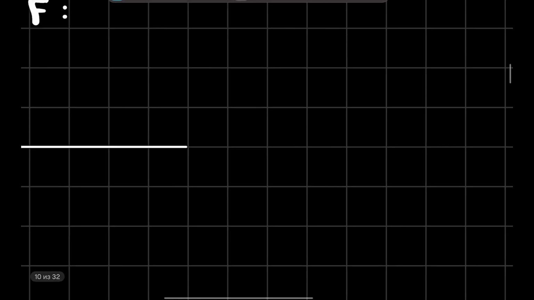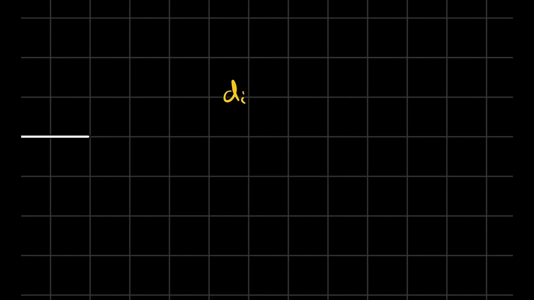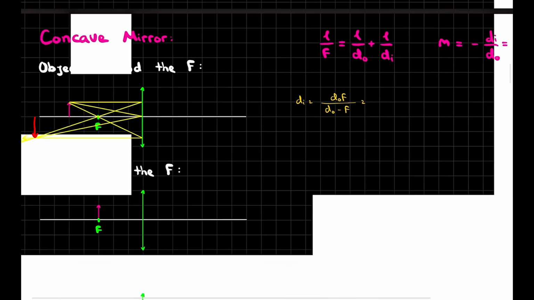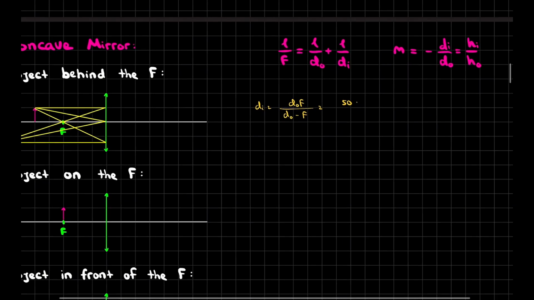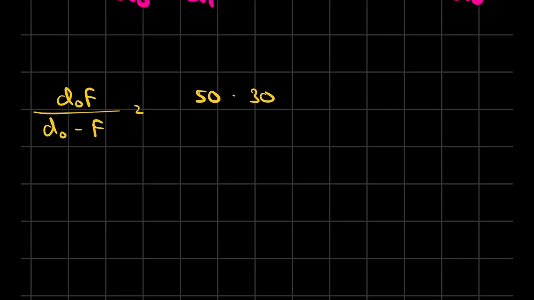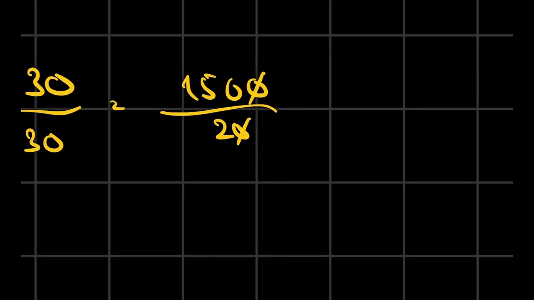We have this formula. Again, we'd write what? Di equals DO times F divided by DO minus F. Distance of the object is 50. Focal point is positive because it collects light. It's 30. And below we will have distance of the object minus, this is 50 minus 30, then it would be 1500 again. It would be 20 minus, and this thing has to be again 75 centimeters.